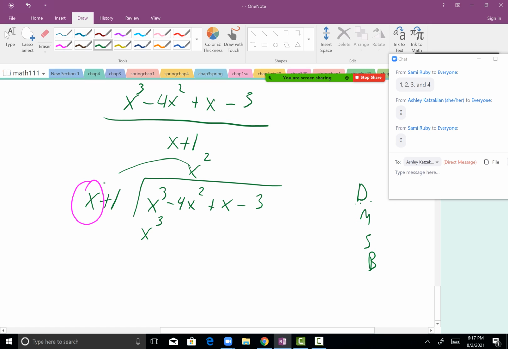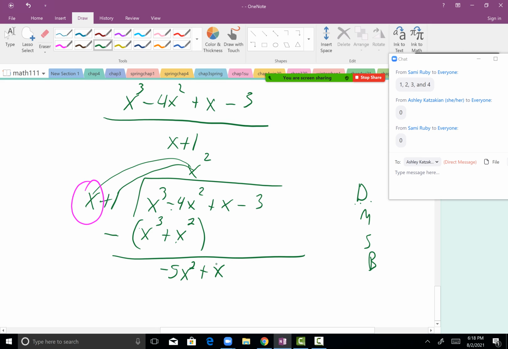Now we're going to multiply. So we're going to multiply both of these. Now I'm going to get plus x squared, because x squared times 1 is that. The second thing you do is subtract. This is just like long division with numbers. It's no different. The algorithm stays the same. X to the third minus x to the third, gone. Negative 4x squared minus x squared gives me negative 5x squared. Now the b stands for bring down, so I bring down that x. And now I repeat this.